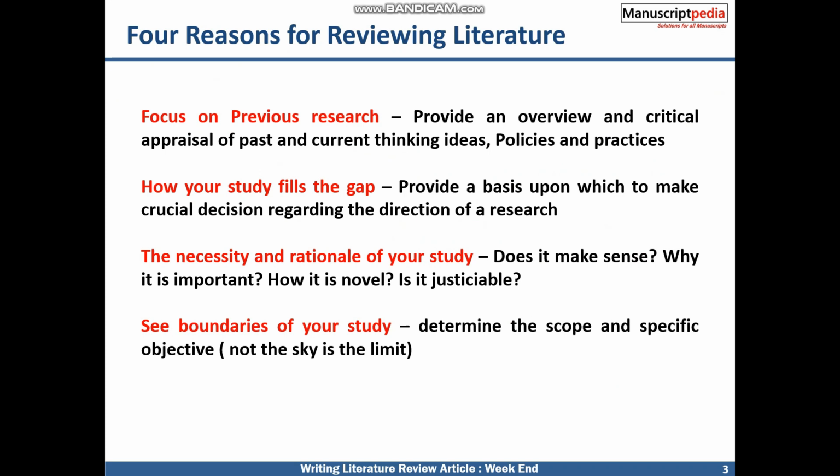And what are the four main reasons for reviewing literature? There are many reasons, which are in the next slides, but these are some of the four main ones. First, focus on previous research. This provides an overview and critical appraisal of past and current thinking, ideas, policies, and practices. So previous research is very important.